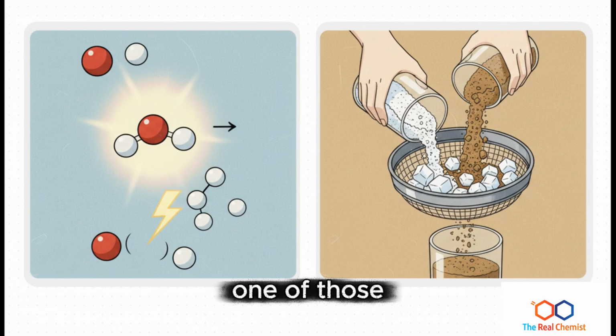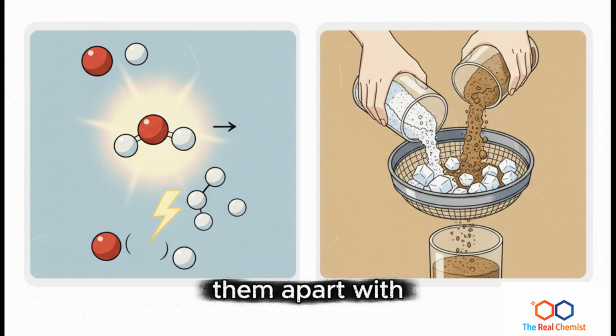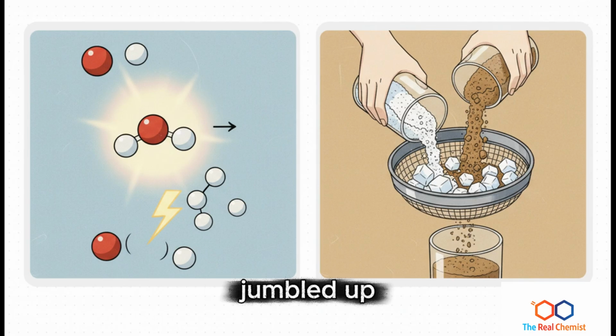And this is another one of those super important ideas. In a compound, like H2O, water, the elements are chemically bonded together in a fixed ratio, always 2 hydrogens to 1 oxygen. You can only break them apart with another chemical reaction. But in a mixture, say salt and sand, the parts are just physically jumbled up. You can have any ratio you want, and you can separate them using simple physical methods, no chemistry required.